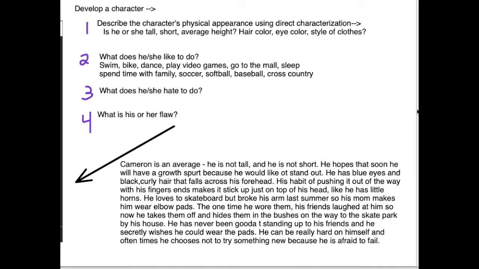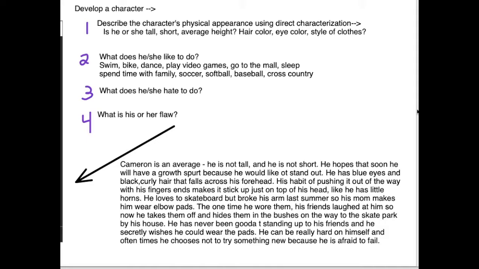So I want you to utilize both direct and indirect characterization. Describe the character's physical appearance using direct characterization. What does he or she like to do? What does he or she hate to do? And then what is his or her one flaw or multiple flaws? Maybe they have more than one.